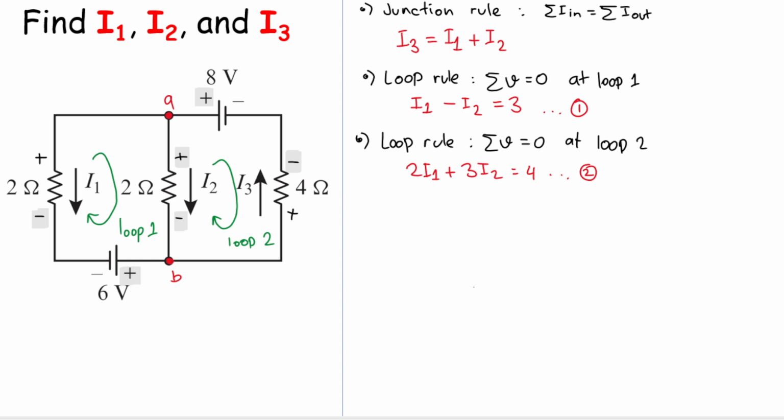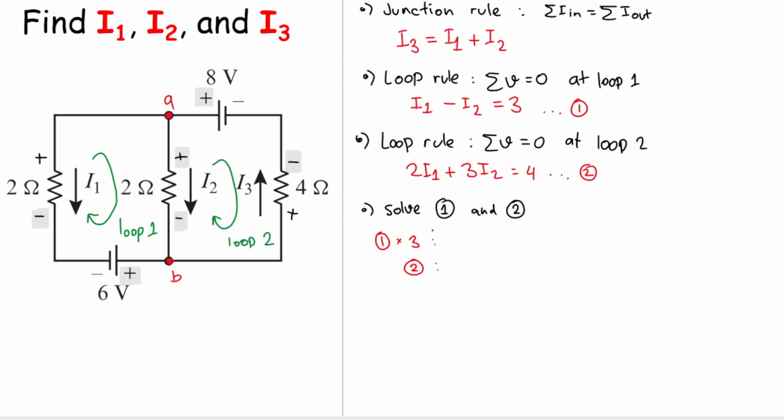Okay, so now what we need to do is to solve equation number 1 and number 2, right? So we will have to solve it. Solve 1 and 2. And how to solve it? I think I will use the elimination rule here. So I want to eliminate I2. So let's multiply equation 1 by 3. And let's use the equation 2 as is.